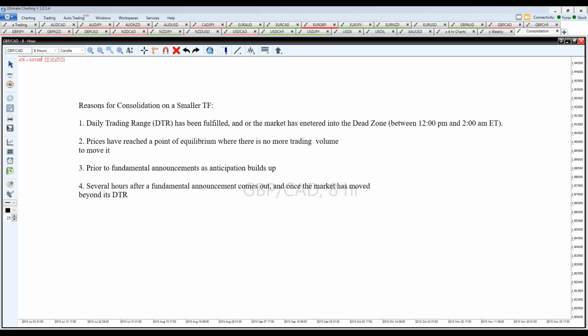So here are the 4 reasons why we'll find consolidation on the smaller time frames. DTR has been fulfilled or the market falls into the dead zone, or as we move into the dead zone, the market has reached a point of equilibrium; in anticipation of a major fundamental announcement; or several hours after a major fundamental announcement has been released, as the market has moved beyond the DTR and falls into that resting period.